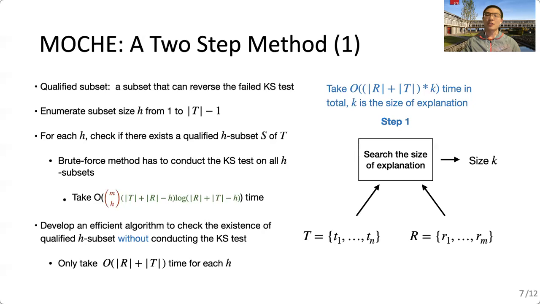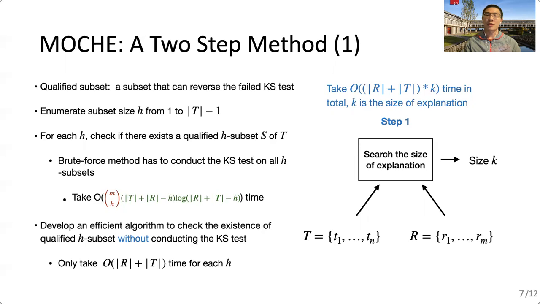To search the size of explanations, we enumerate subset size h from 1 to the cardinality of t minus 1. We call a set of size h an h subset. For each h, we check if there exists a qualified h subset of t. By definition, the smallest h that has a qualified h subset is exactly the size of explanation.